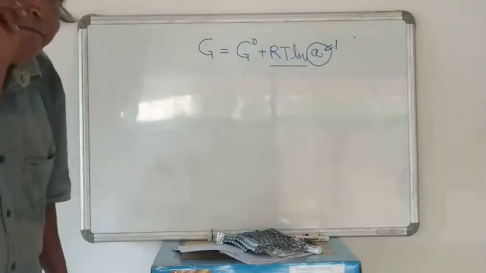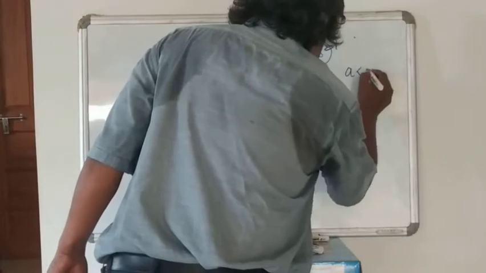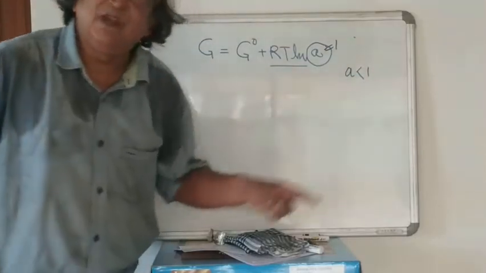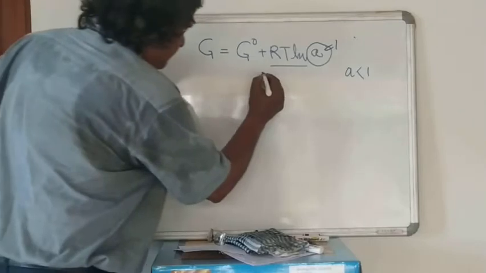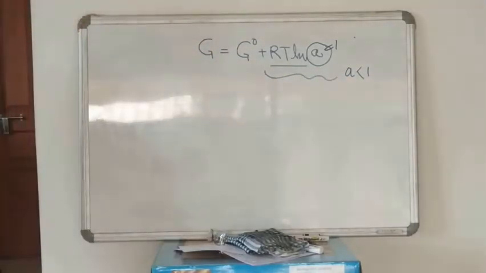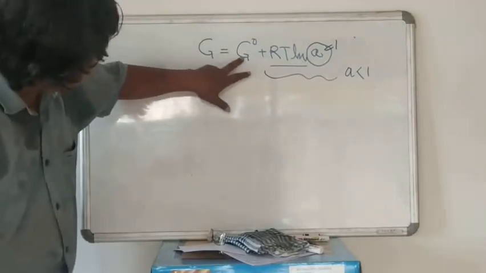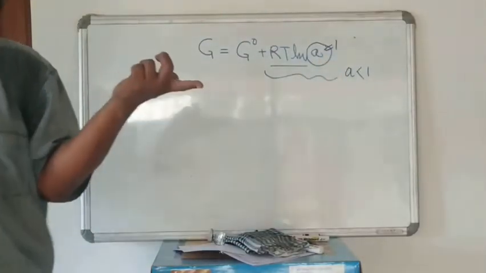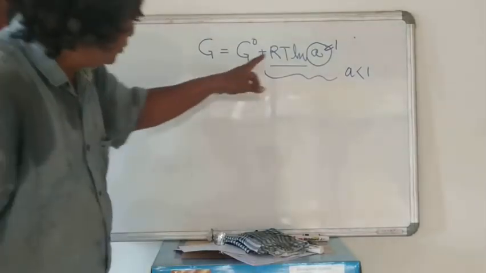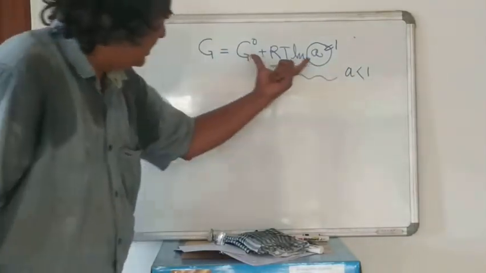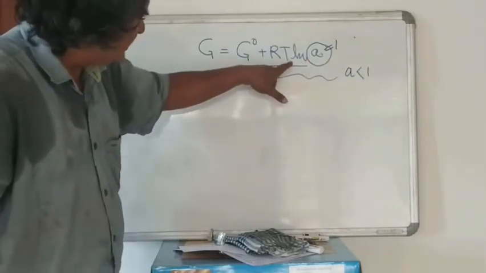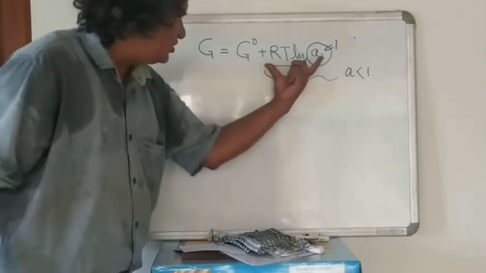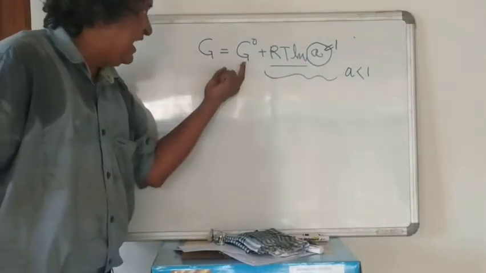But if it's an impure phase, then activity is less than 1. If this is so, then ln of less than 1, a decimal, would be negative. So this term would be a negative term. So G should be smaller than G0, and it is not equal to G0. Have you understood? If A is less than 1, say a decimal, then this term has to be negative because neither temperature nor R is negative. So ln of less than 1 is negative. Therefore, G is less than G0.